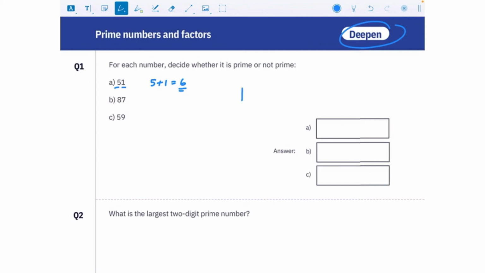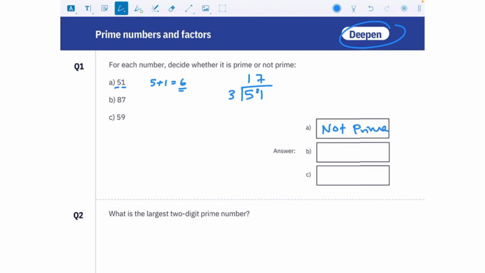Let's just check that. 51 divided by 3. 3 into 5 goes once, remainder 2, and 3 into 21 goes 7 times. So yeah, we can see that 51 is 3 times 17, so that is not prime. It's in the 3 times table and the 17 times table.